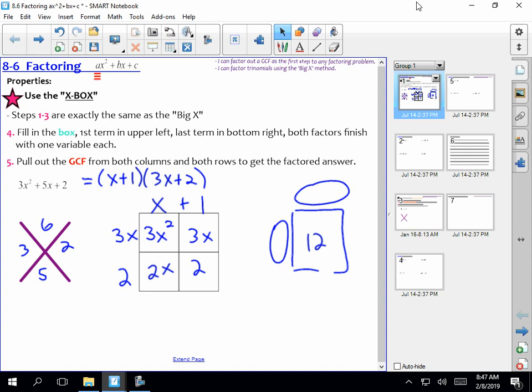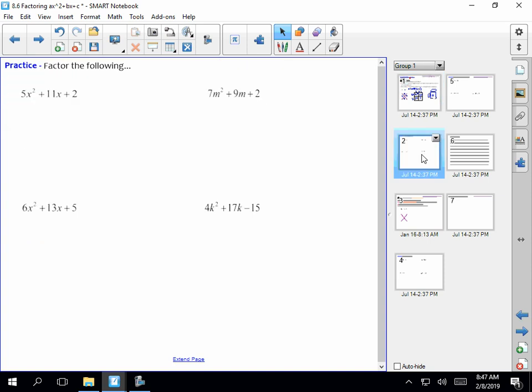So that's one of the methods. We've called it the X box. I don't think that's a universal thing, but you see why it's called the X box. It makes you think of a video game system. There's the X with the box. So that's one way to factor not so simple quadratics. Let's try it on these guys right here.